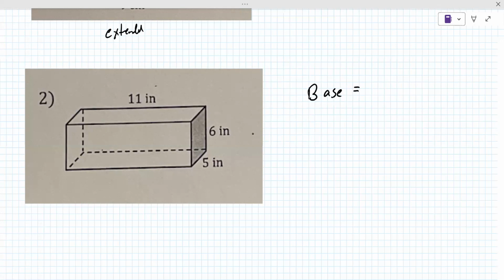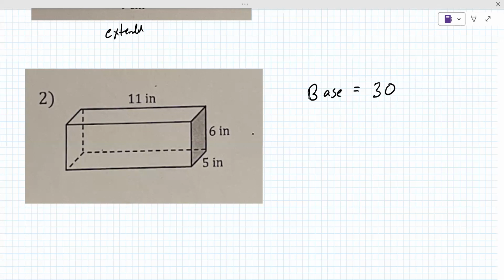What is the area of the base this time? The area of the base is 6 and 5. Okay, so what is the area? Those are the dimensions. Multiply them together to get the area. 6 times 5 is 30. 30 times 11 is 330.